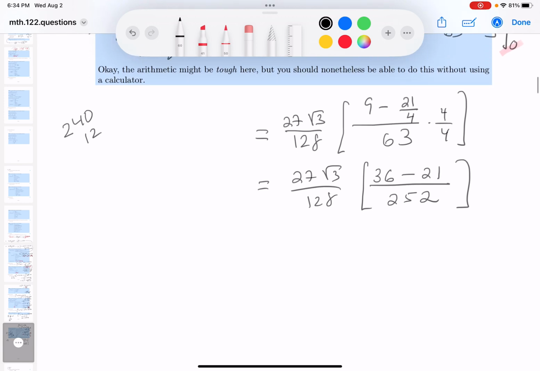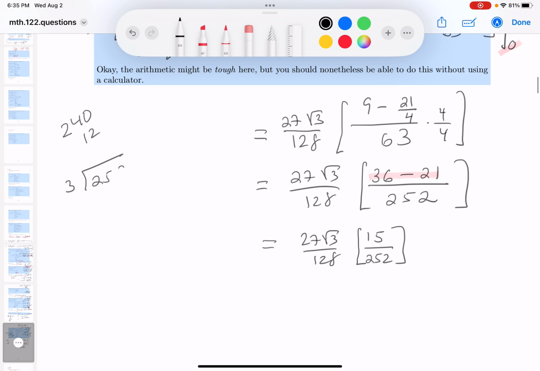All right, I'm going to start doing some things. And again, you might say, I want to do it differently, or I want to use a calculator. But I'm going to do one thing that I find easy. 36 minus 21, what are you going to get there? It looks like 15, right? What I know is that 15 and 252 are both divisible by 3. Let me go through that with you. 3 into 252. What do you get there? 84. 3 into 15 gives you 5.